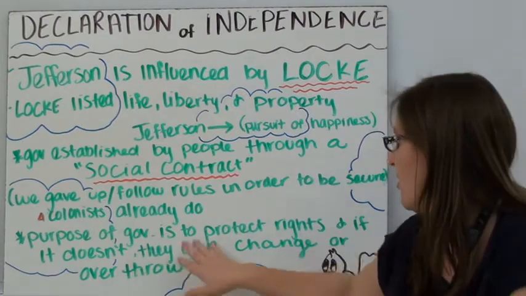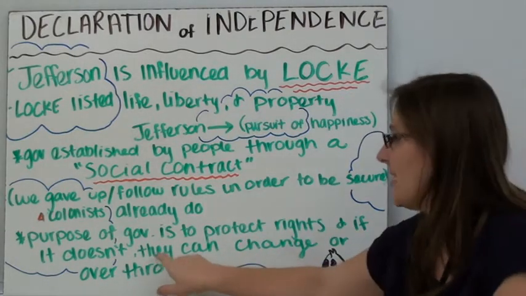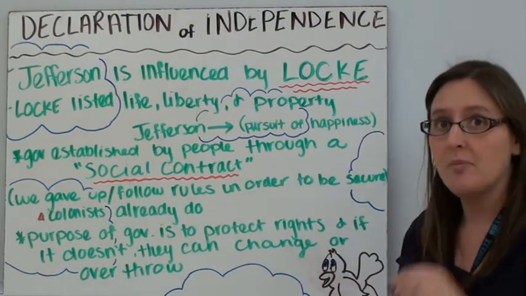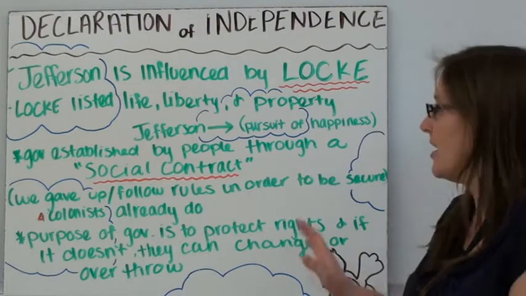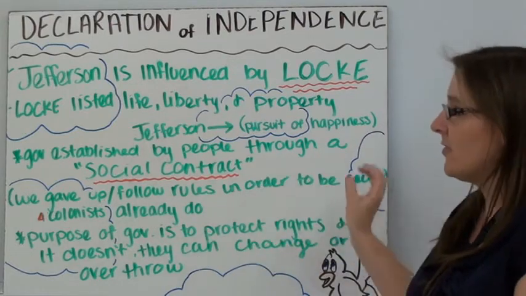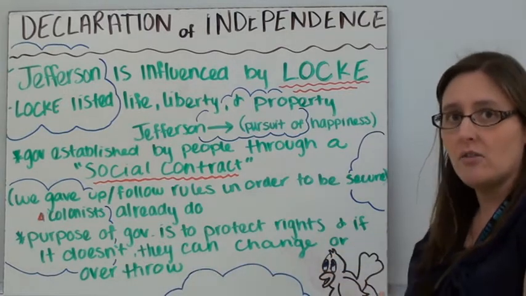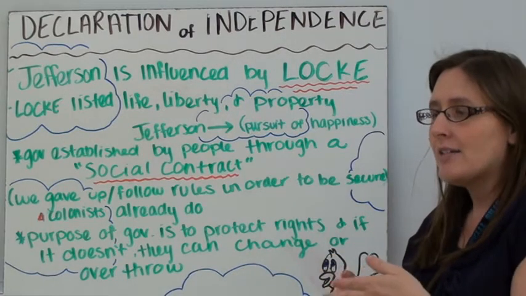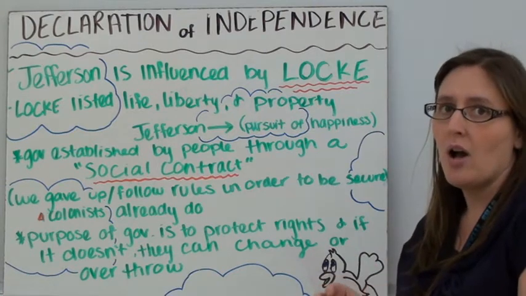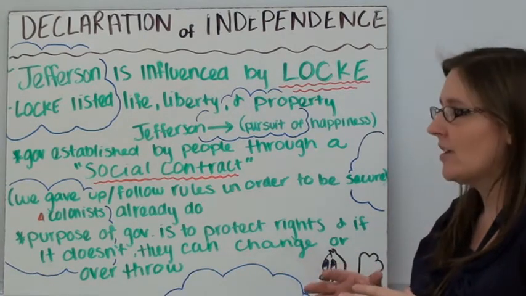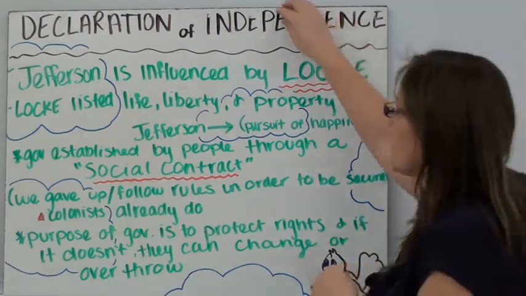And then the purpose of government is to protect rights, and if it doesn't, they can change it or overthrow it. They being the people, not the government. The people that give government its authority can change it or overthrow it. So we're picking up an influence from Enlightenment thinkers. We're also picking up the influence from just colonial history, that democracy and popular sovereignty and rights were already inbred or important to the colonists, and then later on the states.